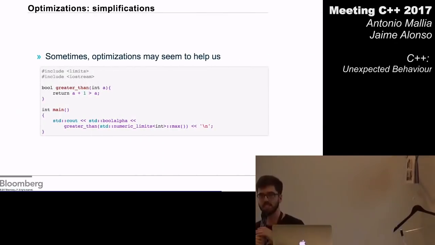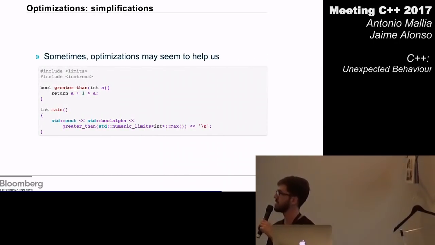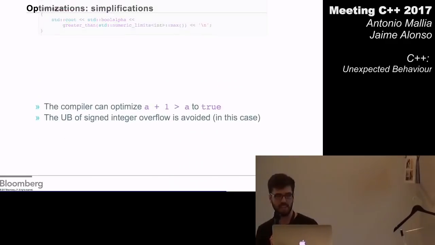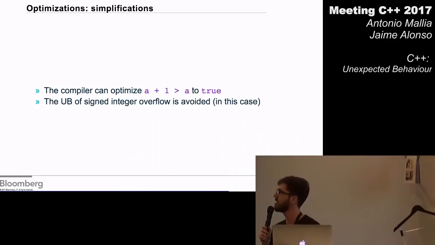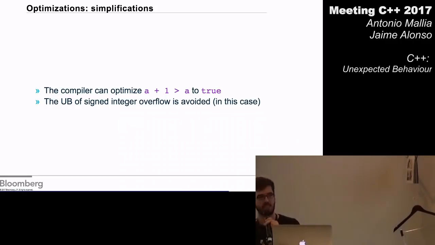Even though this didn't help us, sometimes it can help us. As we know, signed integer overflow is undefined behavior, and we can't expect it to behave as we want when we add something to int max. But here we have a function that takes in an integer and just returns whether the integer plus 1 is greater than itself. And we just exercise it here. Here we see that actually the compiler, this is a really simple condition, can optimize it to true. So in this case, the compiler helped us. It avoided this undefined behavior of signed integer overflow.